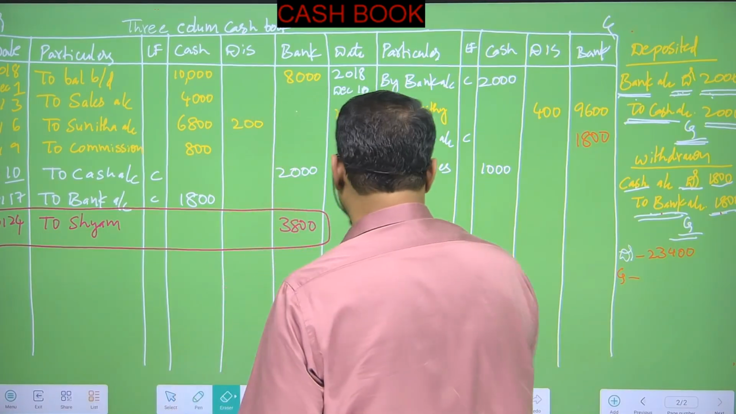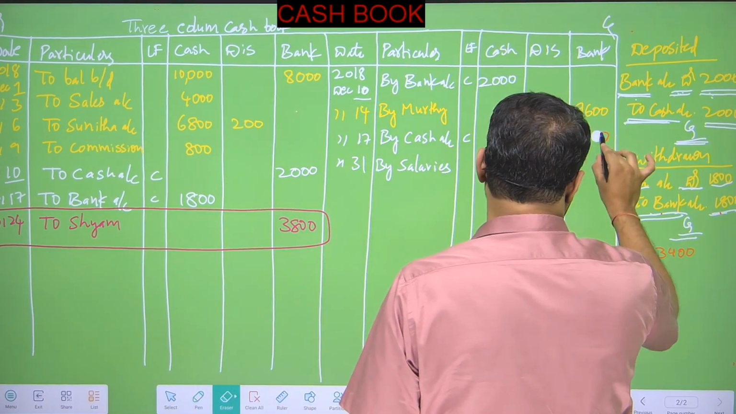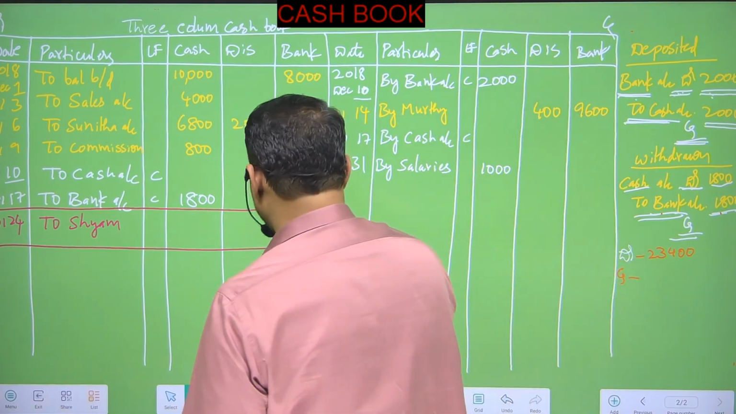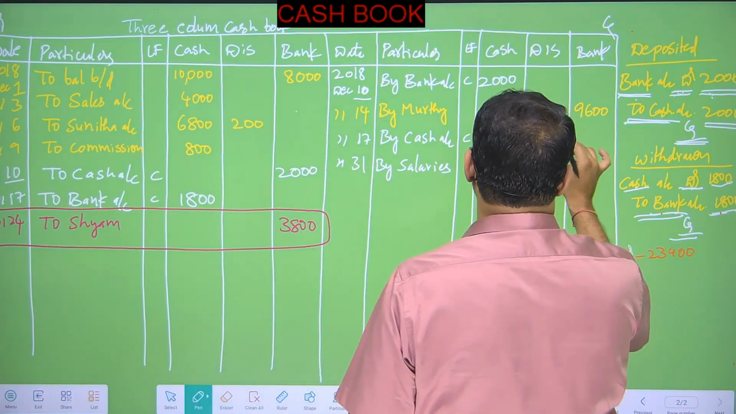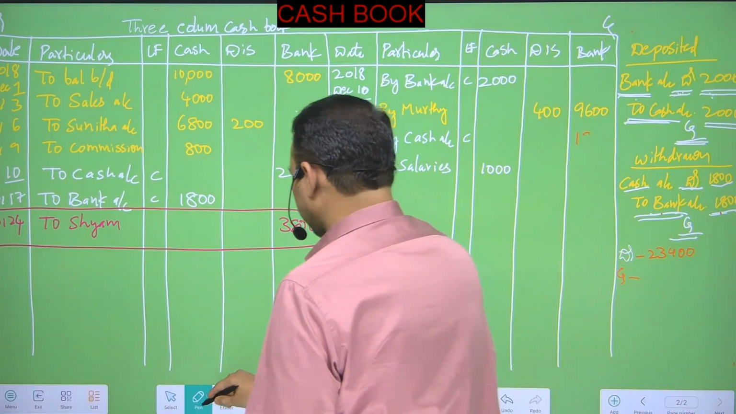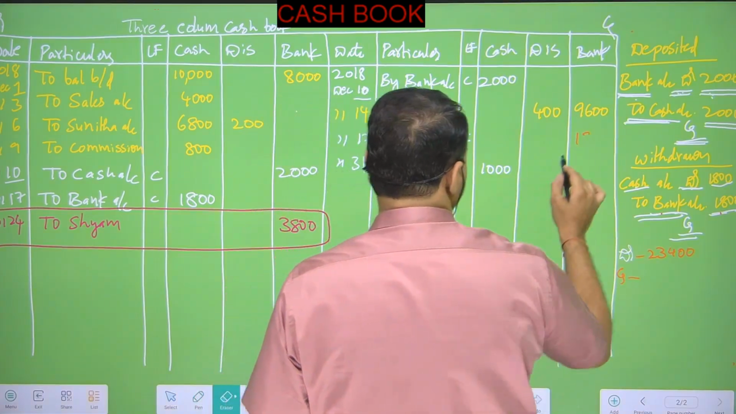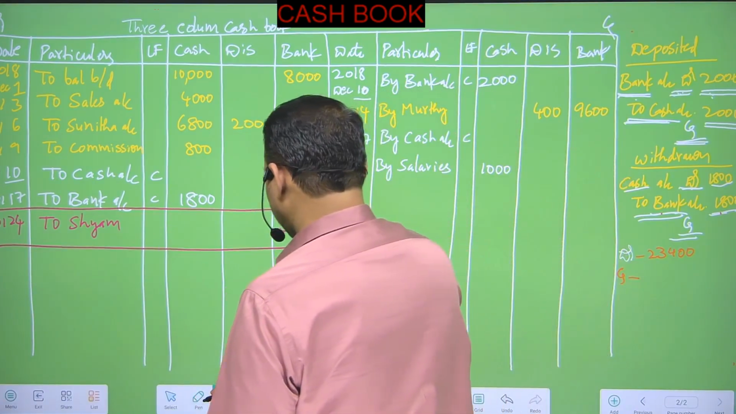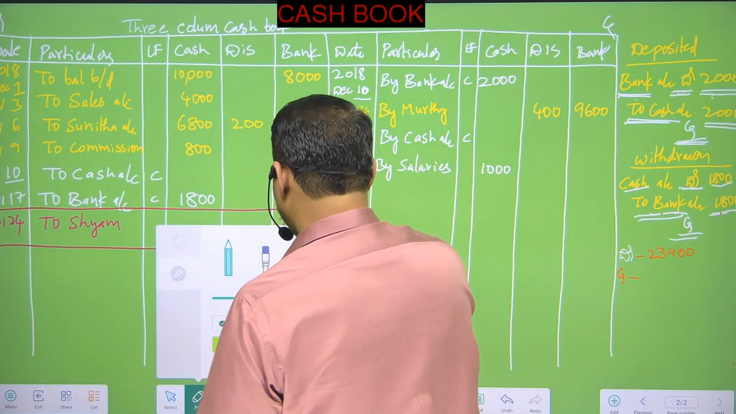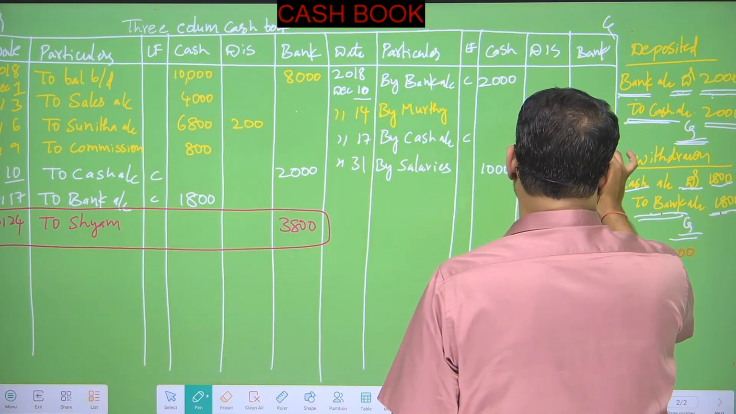So this one also I will write with a white pen. $1,800.